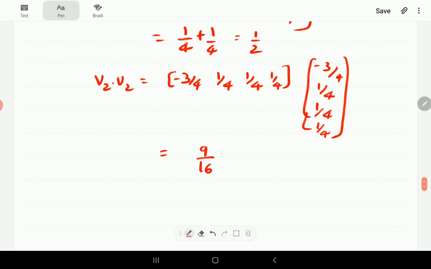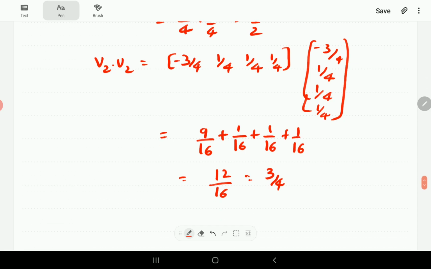So this is 9 by 16. So 1 by 16, 1 by 16 and 1 by 16. So 16 is the LCM. So 9, 10, 11, 12, which is 12 by 16. So this is simply 3 over 4. Okay. So now we have got all the values.